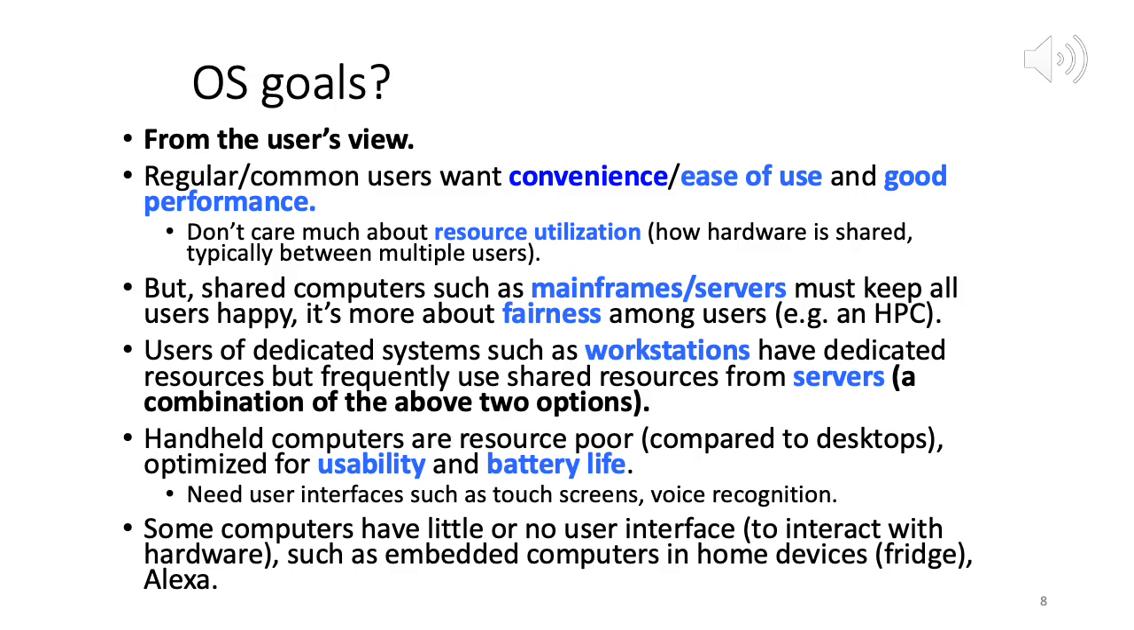Okay. So handheld computers need user interfaces such as touch screens, which a desktop may not have. They need voice recognition, right? And then at the other end of the spectrum, you have computers with little or no user interface to interact with the hardware. For example, you may have a smart fridge, or Amazon Alexa. So the only way you can interact with it is using voice commands. There is no control in which you punch something or have any kind of touch screen there.